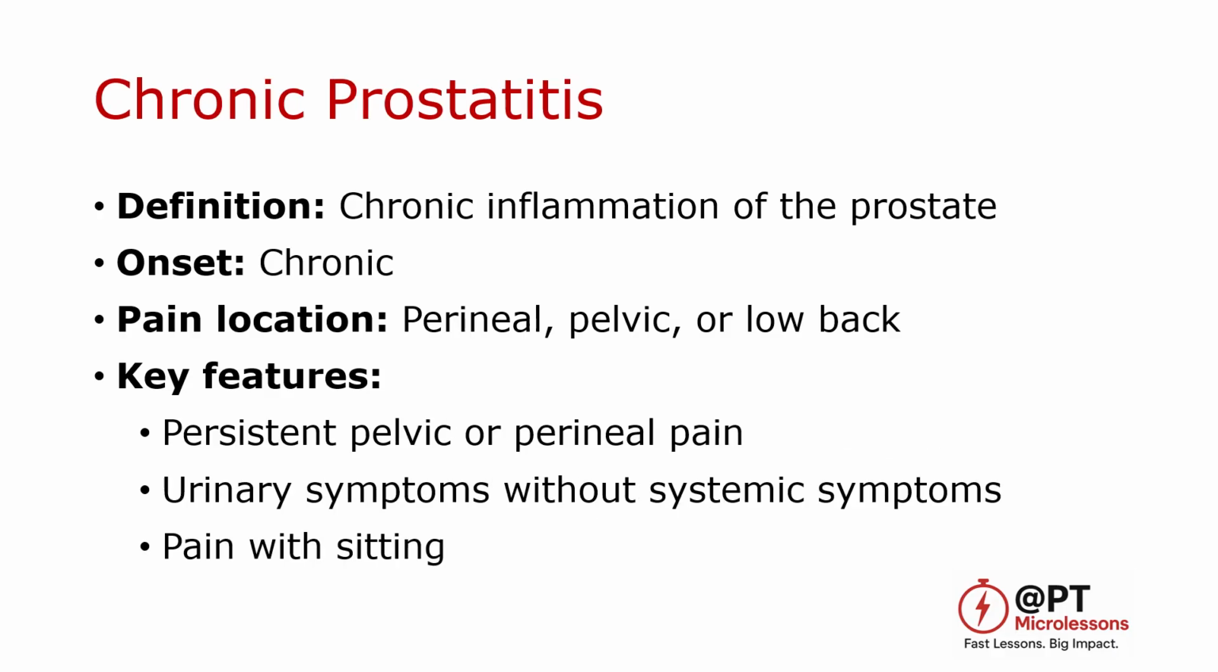In contrast, chronic prostatitis presents with persistent chronic symptoms, rather than the more severe acute presentation. Pain is again in the perineal or pelvic region, but without systemic signs. Key features include ongoing pelvic pain, urinary symptoms, and pain with sitting. Urinary symptoms could include hesitancy, starting stream, weak or intermittent flow, incomplete emptying sensation, post-void dribbling, or nocturia, which is the need to wake up one or more times per night to urinate. The triad is chronic pelvic pain, urinary symptoms, and pain with sitting.